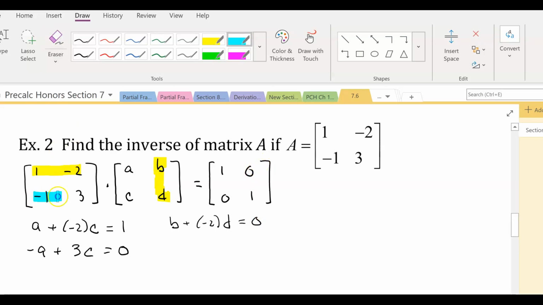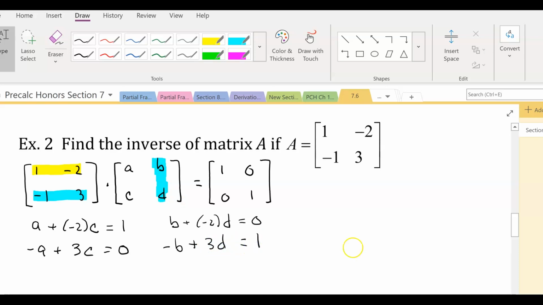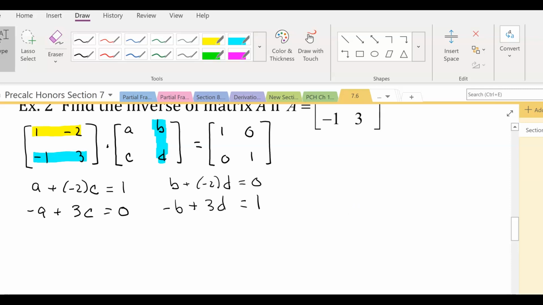And we'll do second row, second column. That's going to give us this entry in the corner, so we know it's going to have to equal 1. So I have -1 times B, which is -B, plus 3 times D, and we know that has to equal 1. So let's go ahead and solve this.